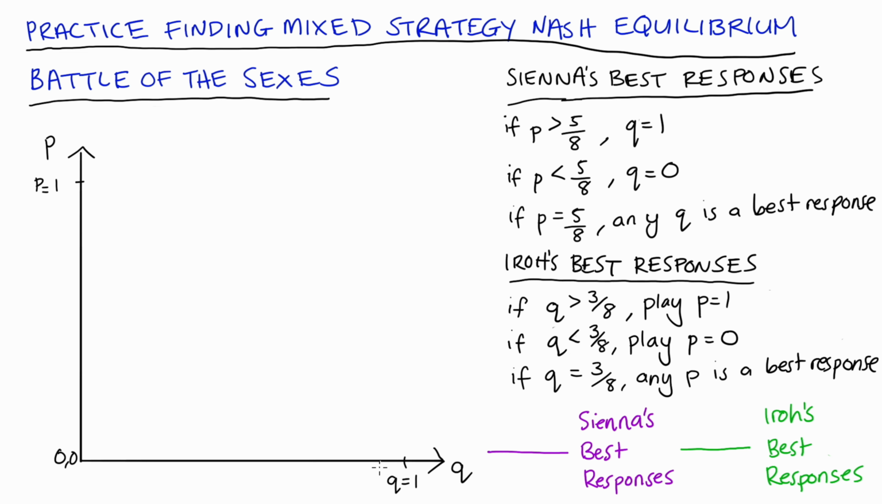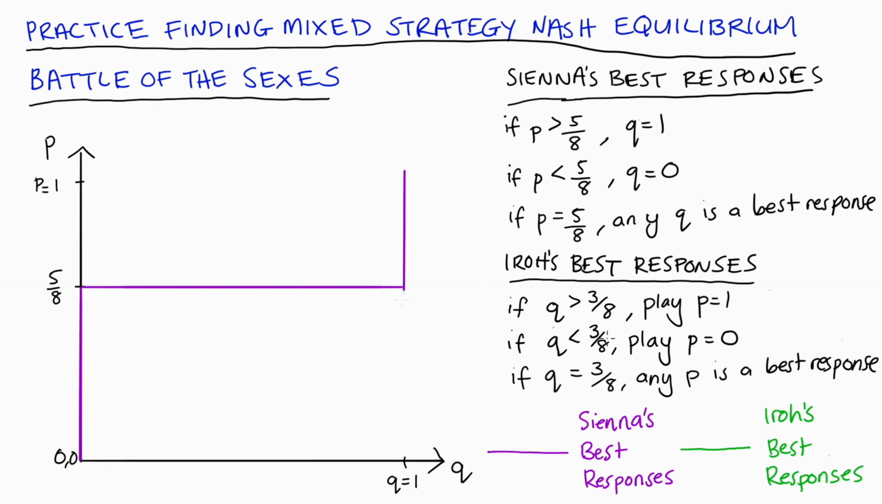I'll do Sienna's first in the purple color. So if P is greater than 5 over 8, then Q is equal to 1. 5 over 8 is just a bit over a half, so I'll put it there. So for P greater than 5 over 8, Q is equal to 1. Something like that. We can make it neater later and line up if that's what we need to do. If P is less than 5 over 8, Q is equal to 0. So it's going to basically be right on the axis when Q is equal to 0 over those P's less than 5 over 8. If P is equal to 5 over 8, then any Q is a best response. So we're going to go across all the Q's, and that's perfect.